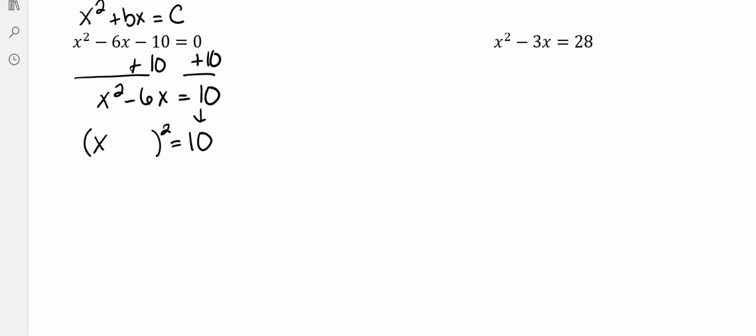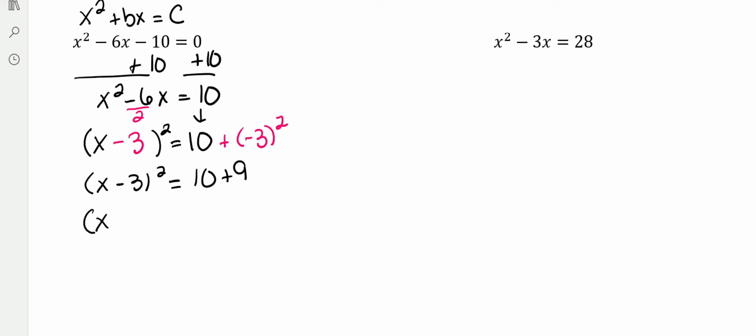The next step is to take the middle term and divide by 2. Negative 6 divided by 2 is negative 3. Now, we need to keep things balanced. So if I look here, I was adding negative 3 squared. So that's what I have to do on the other side. I'm going to add negative 3 squared. Let's do some simplifying. We'll end up with x minus 3 squared equals 10 plus 9, since negative 3 squared is 9. This gives us x minus 3 squared equals 19.